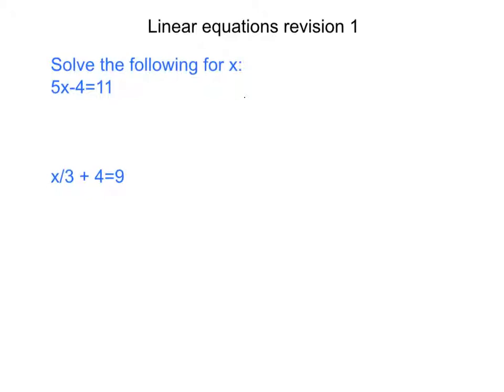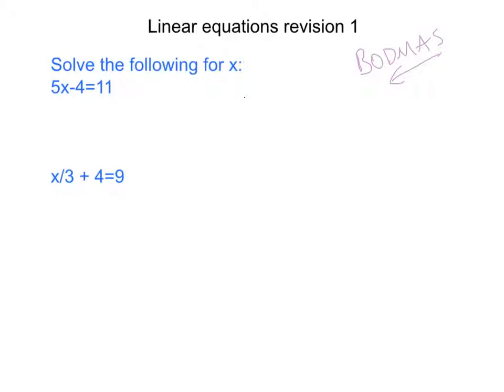First question we have here, solve for x. We have 5x take away 4 is equal to 11. Now we need to remember that we work in BODMAS backwards, reverse order of operations. You could use backtracking, but I'm going to use the reverse order of operations.